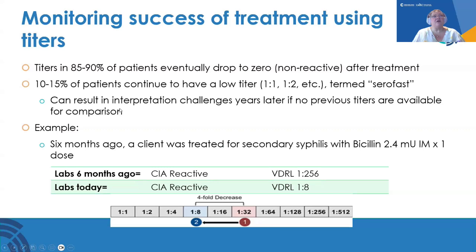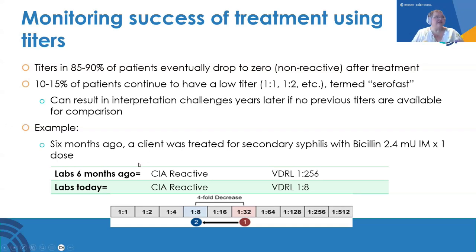There are some patients, probably 10 to 15%, that as you're monitoring the titers, these patients will never go down to non-reactive. They'll stay at a very low titer, like 1 to 1 or 1 to 2. It's just right above where you could say non-reactive. So those patients are called serofast. That's not a bad thing. Some people are just like that where they just don't go back down to non-reactive. The main thing we're checking for is, did they have a fourfold decrease after treatment? And if they did, we're good to go.